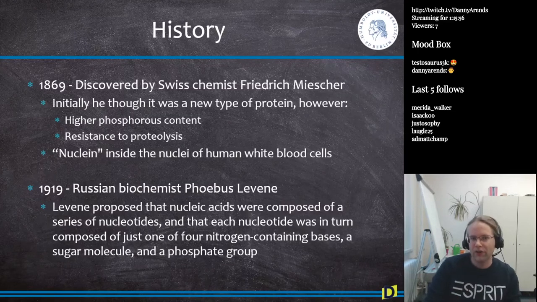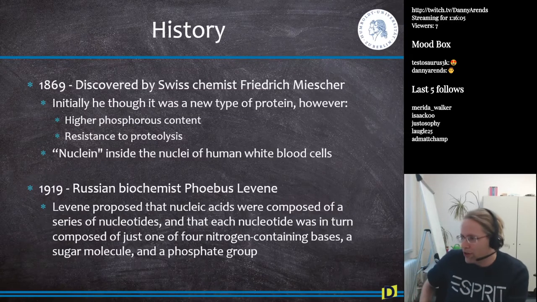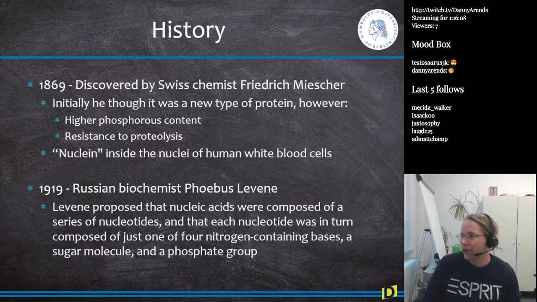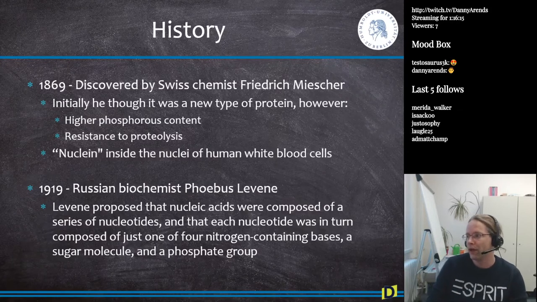So there was this discovery by Friedrich Miescher, and he discovered something that initially he thought was a new type of protein. But the thing was that this protein he found had a massively high phosphorus content. When measuring, he found there was much more phosphorus than normally in proteins. And the weird thing was that the substance he found was actually resistant to proteolysis. So taking an enzyme which breaks down proteins, this enzyme did not break down the substance that he found. And he called this substance nuclein because he found it inside the nucleus of human white blood cells.